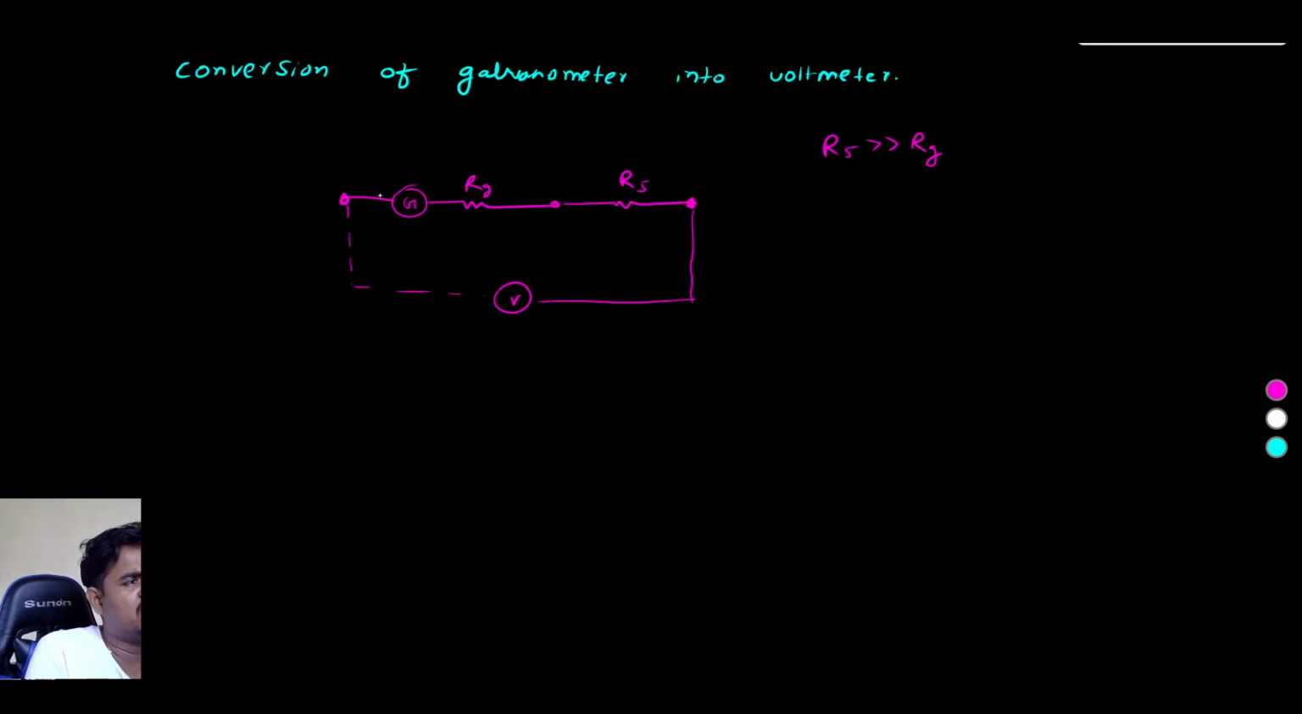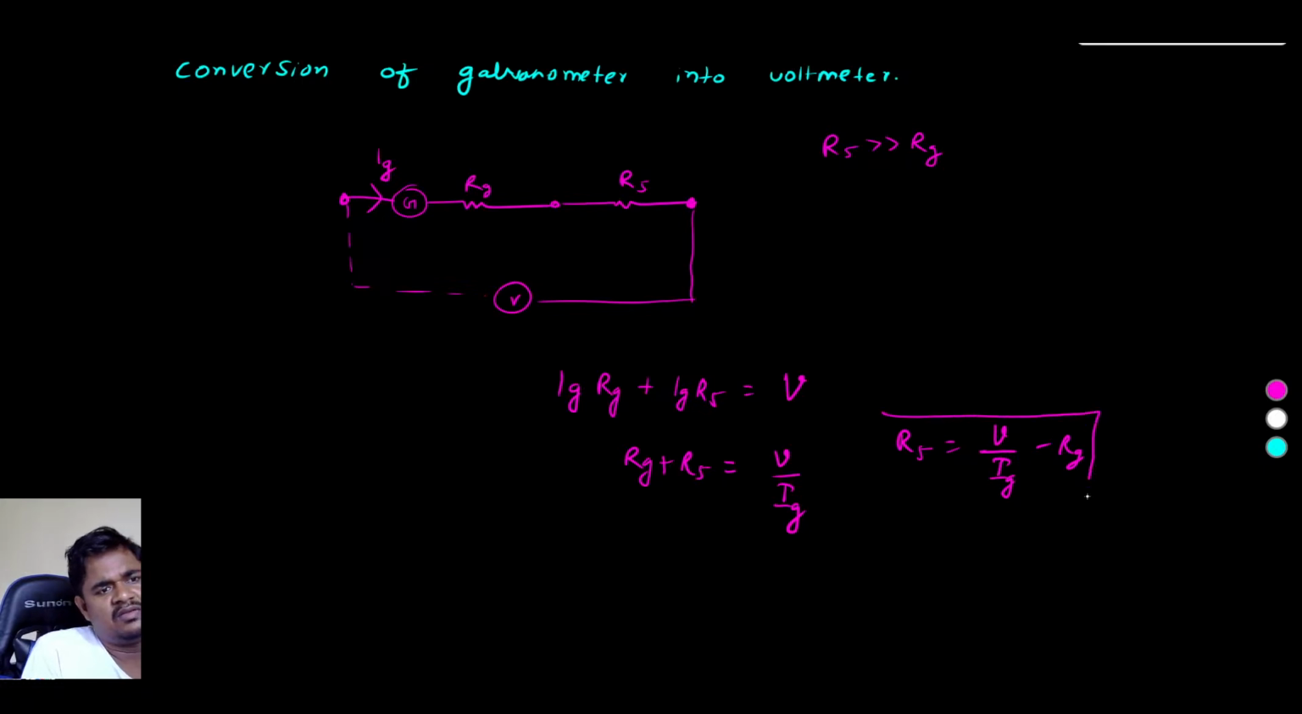The current passing through the galvanometer must be Ig only. So I will write IgRg plus IgRs. This should be the voltage reading that we have to measure. So Rg plus Rs equals V by Ig, and from here Rs will be V by Ig minus Rg. So this is how we can determine the resistance of the shunt resistance for the galvanometer to convert it into a voltmeter.